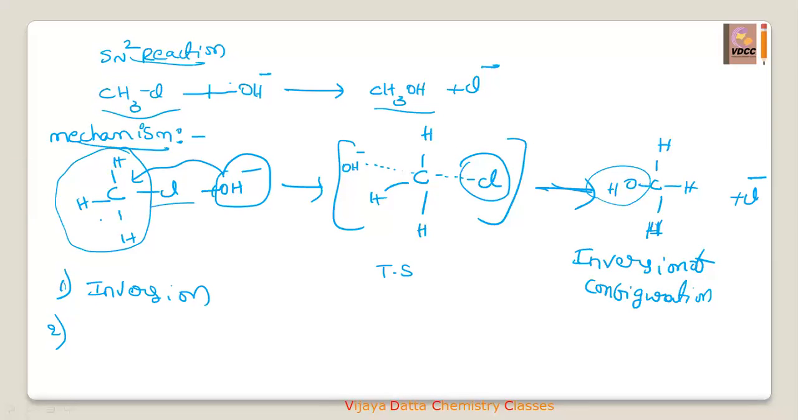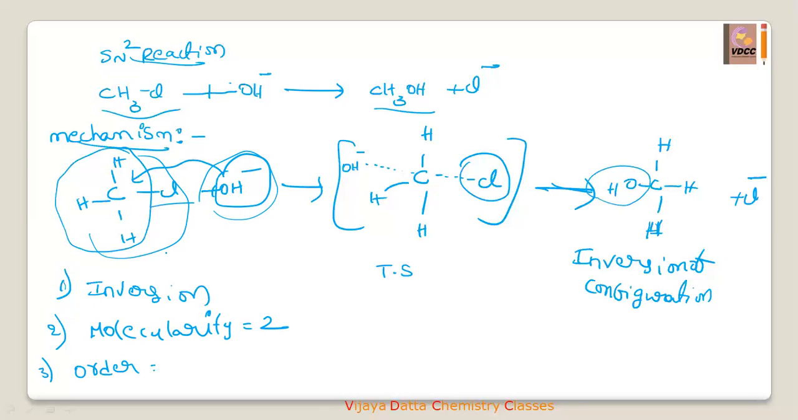See here, it is a single step mechanism. In the single step, the mechanism is completed. So, how many molecules are involved in this reaction? That is its molecularity. CH3Cl is involved, OH minus is also involved in the reaction. So, its molecularity is equal to 2. Molecularity equals 2. Then what about the order?